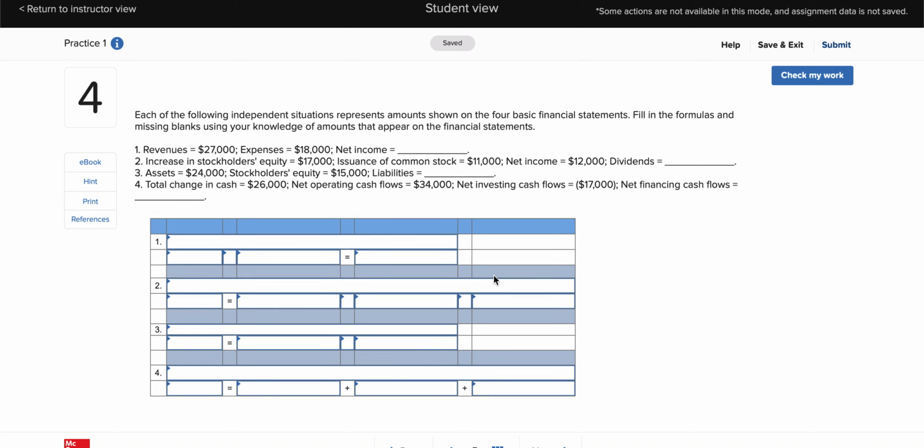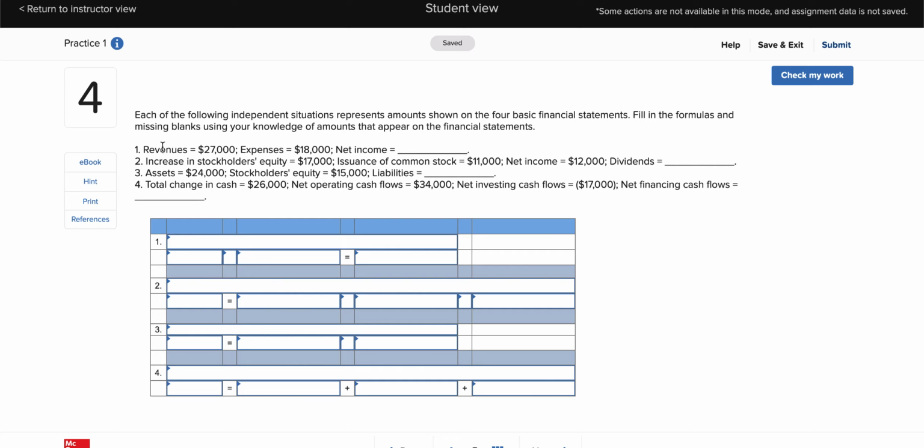Okay, this one has us filling in formulas and missing blanks. Whenever you see a problem like this, what you're really looking to do is to write down your formulas and have them handy. Because this is what it's all about, making sure that you understand the relationship between the numbers represented by these different accounting terms. So when we talk about net income equals revenues minus expenses, write that down. Assets have to equal liabilities plus stockholders' equity. Write that down. Understand, well, why don't we just go through it first?